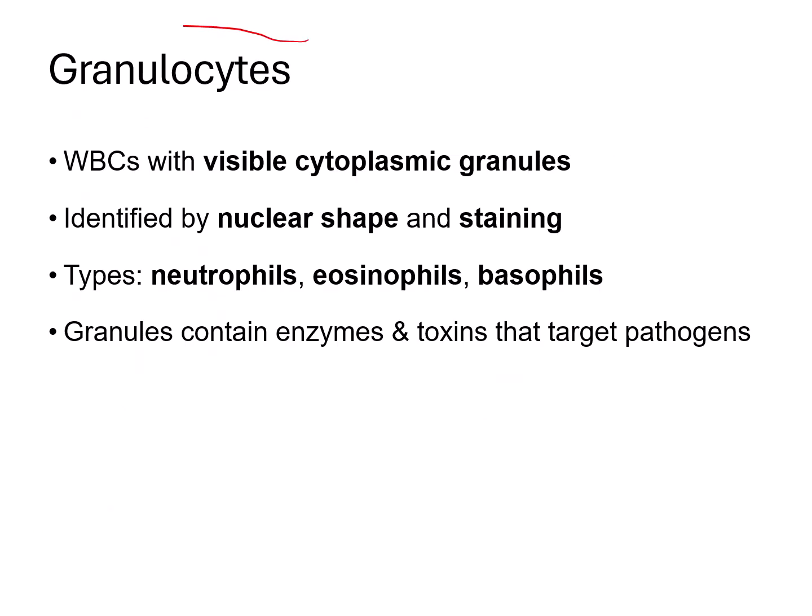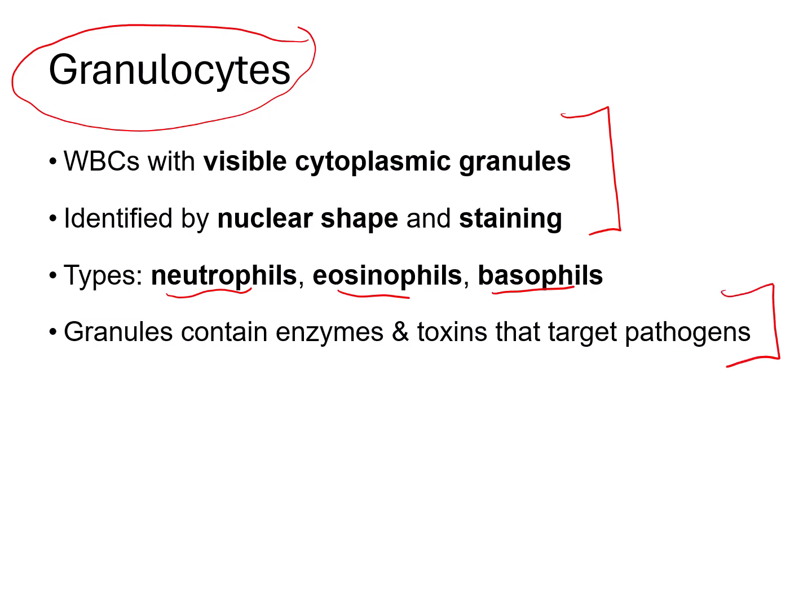Let's look at the granulocytes first. Granulocytes are white blood cells that are identified by the number of lobes they have in their nucleus, as well as by how their granules stain. And we have those three types: neutrophils, eosinophils, and basophils. These all contain granules that contain potent enzymes and chemicals used to attack pathogens.